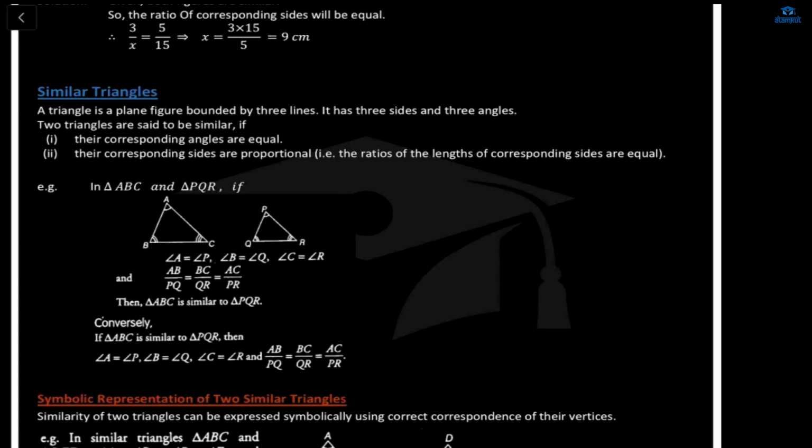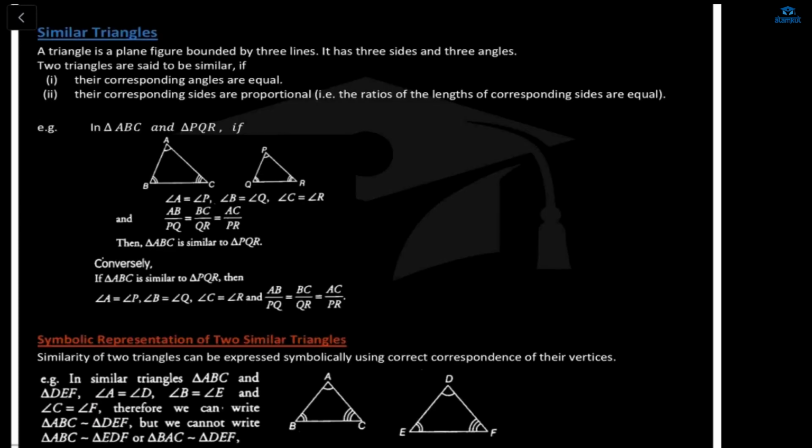Yes, Shazan, what is your issue? Ma'am, I didn't get it. About the similarity of triangles? Yes, how to find this. Okay, I'll show you with the figure and then you will understand.